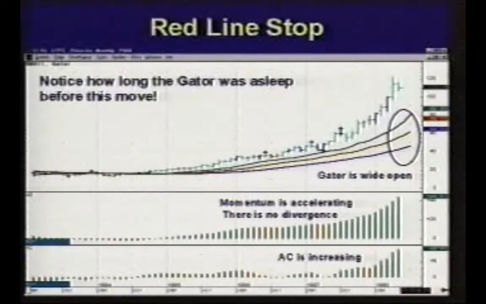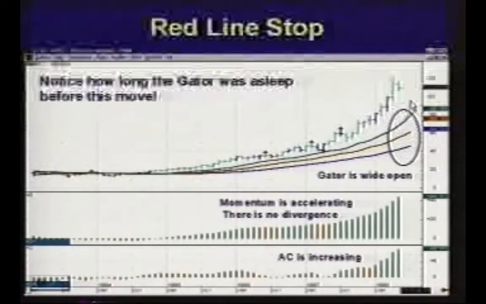Here's another example. If you look here at the AO, look how it's increasing. We have no divergence, the AC is accelerating, and the gator's mouth is wide open. This is where you want to be in. This is a great place to use the red line stop. Now you see the area circled. This is where you might consider changing because of the angle of the price bars against the angle of the gator's mouth. You may want to move your stop up.